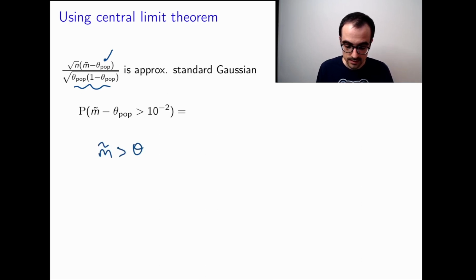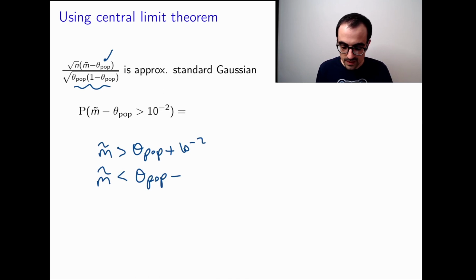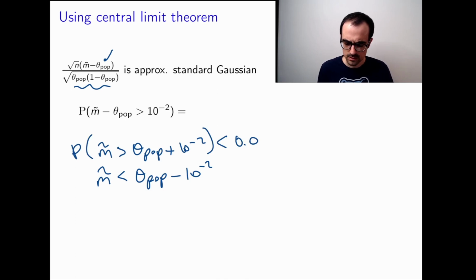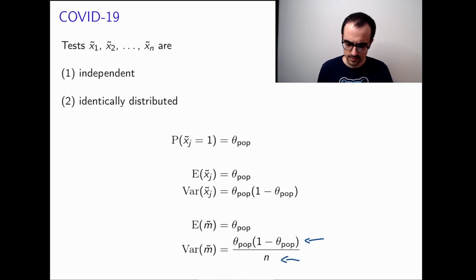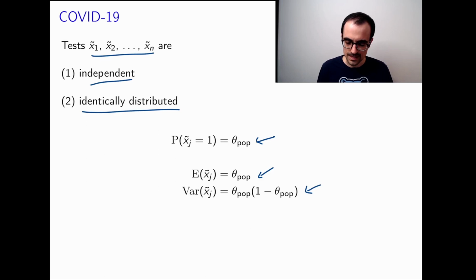greater than the parameter plus 10 to the minus 2, and what is the probability that m is smaller than the parameter minus 10 to the minus 2. By symmetry, we can bound these two probabilities in the same way. So what we're going to ensure is that this probability is smaller than 0.005. Is this okay? So again, I just want to remind myself.